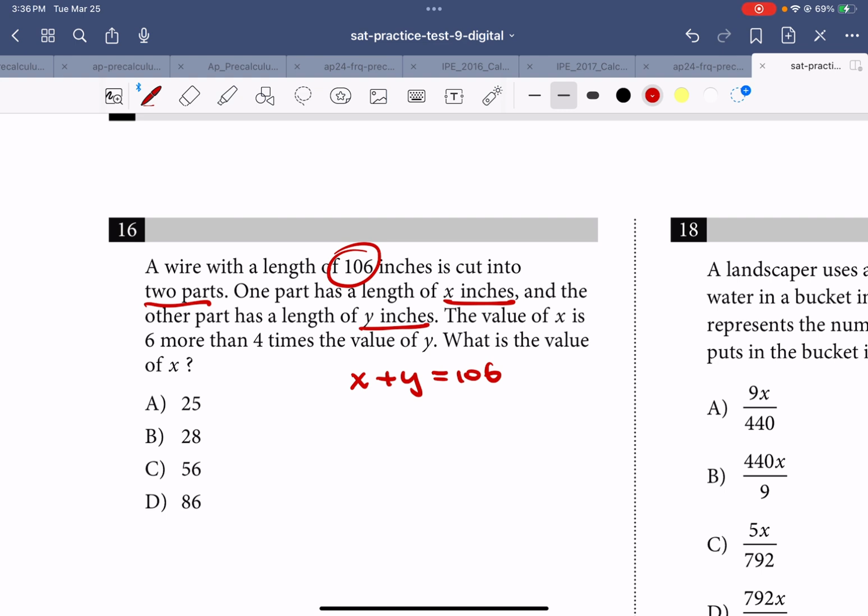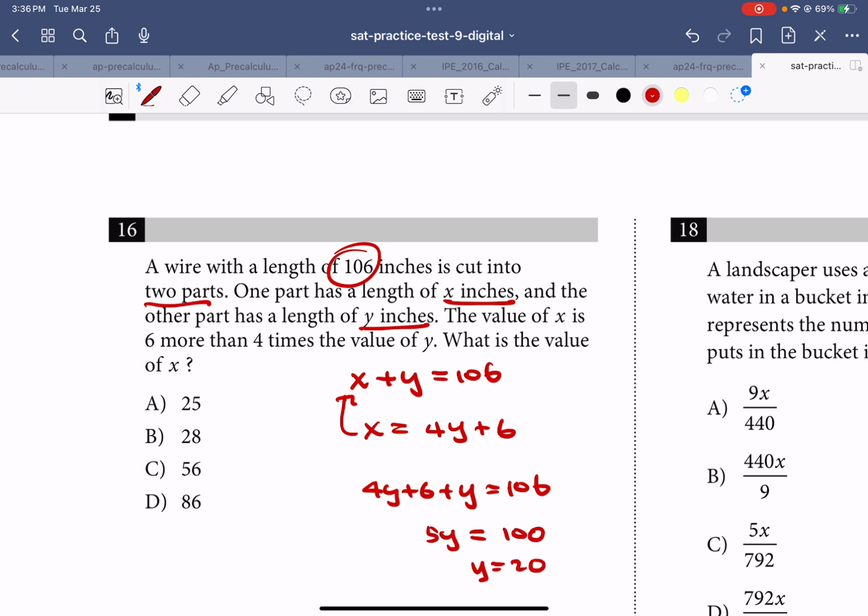And then they give you another piece of information. X is 6 more than 4 times y, so 4y plus 6, like that. And they ask for the x value. So let's find out. This one you plug in here. So then 4y plus 6 plus y is 106. 5y, you subtract 6 from both sides, 100. So y is 20. But that's not the answer.